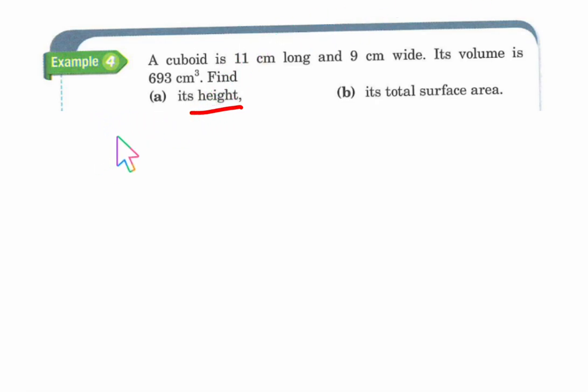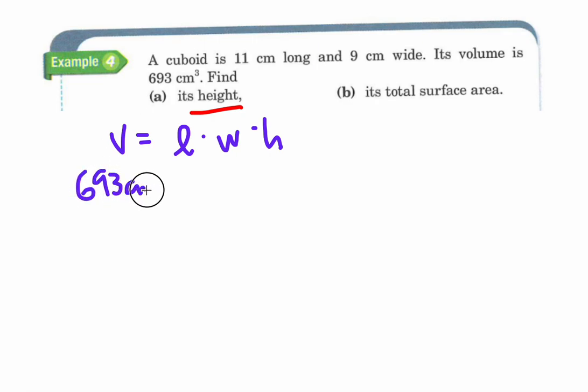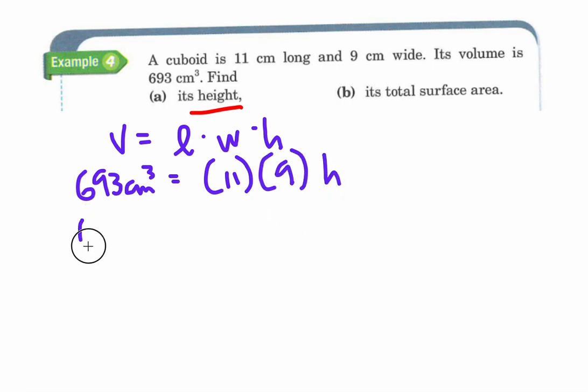Okay, so they gave us the volume of a cuboid. Volume of a cuboid is length times width times height because not all the sides are the same. They gave us the actual answer for the volume, which is 693 centimeters cubed. They gave us the length, 11. They gave us the width, 9. They didn't give us the height, so we're going to keep it as h. Let's reduce this. 11 times 9 is 99 times h. So we're looking to see what number times 99 will get us equal to 693.